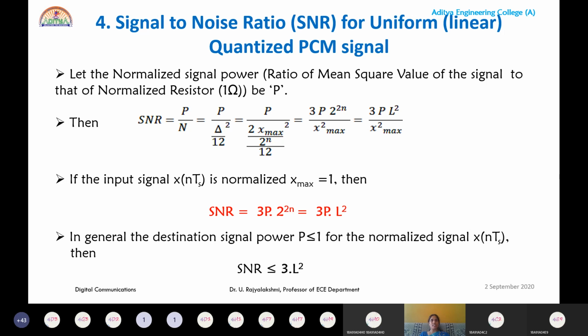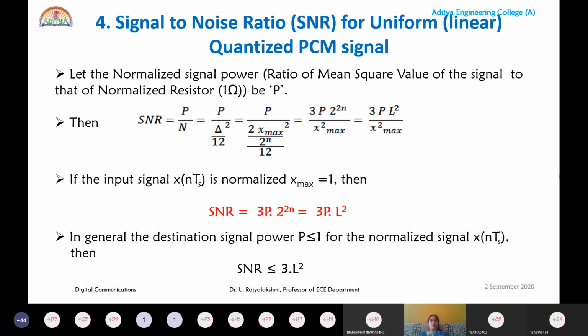So how can you write SNR? It is defined as the ratio of P, the normalized signal power, to N, where N is the normalized noise power. We already derived the N value. So P divided by delta square by 12, because quantization noise power is equal to the expectation of error square, which is delta square by 12. So it equals P by, substituting delta as 2x max by L or 2 power n, whole square divided by 12.